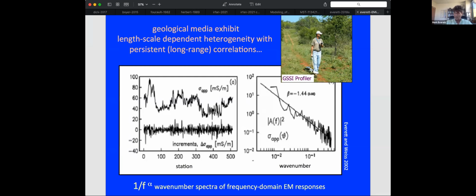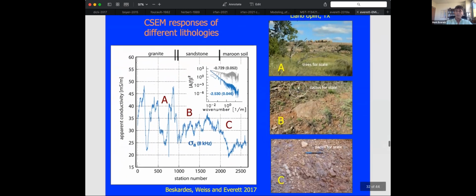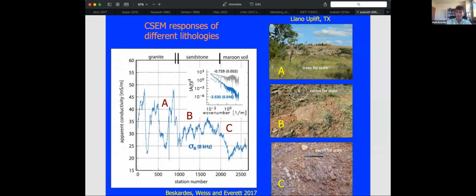If you take a power spectrum of this response, you get a power law with some slope, and the slope, it turns out, is the same beta value that we've been talking about. So let's look at what the beta value implies. We can look at the EM response, apparent conductivity, as a function of different lithologies. Here in Texas, we have some granite, some sandstone, some maroon soil. We make our measurement of apparent conductivity with our frequency-domain loop-loop device.